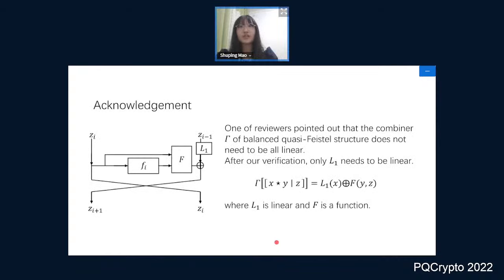Finally, we would like to thank the reviewers for their constructive comments during the review process. One of the reviewers pointed out that the combiner gamma of balanced quasi-Feistel structure does not need to be all linear. After our verification, only L1 needs to be linear. And if the combiner gamma equals L1 x XOR F(y, z), where L1 is linear and F is a function, there exists a quantum CPA distinguisher against 3-round balanced quasi-Feistel structure and a quantum CCA distinguisher against 4-round balanced quasi-Feistel structure.